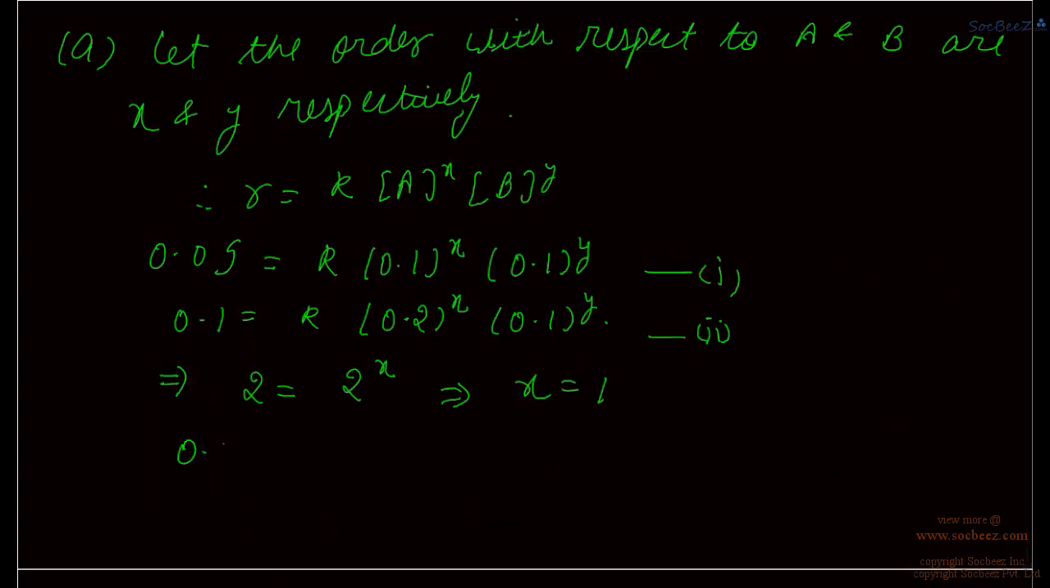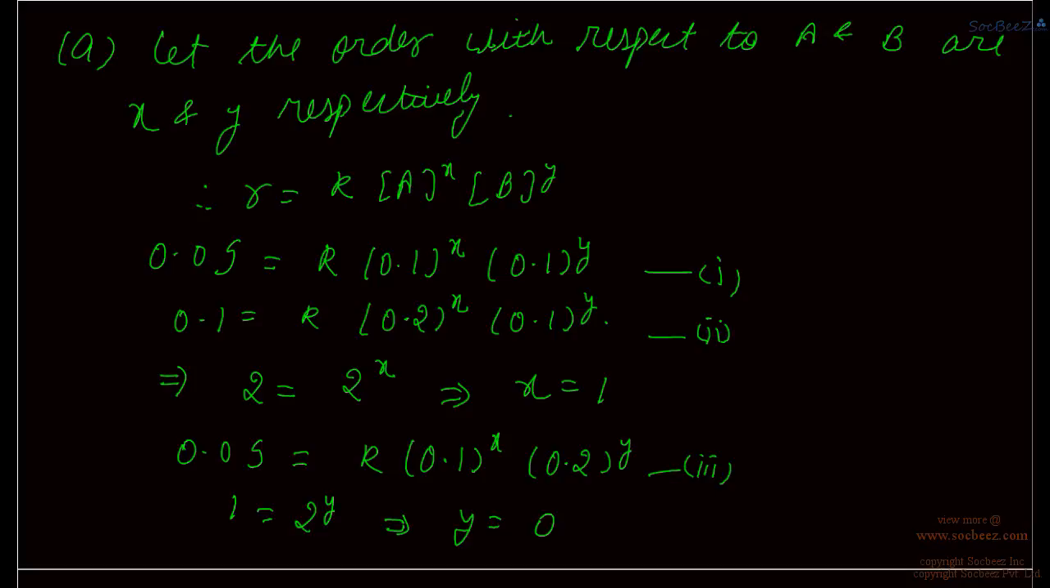Now, observe the third reading that is given to us. So 0.05 equals k into 0.1 to the power x into 0.2 to the power y. Let this be third. Now dividing third by first, we get 1 equals 2 raised to the power y. So from here, the value of y equals 0. Therefore, the order of reaction with respect to A is 1 and with respect to B is 0. Therefore, the overall order of reaction is 1.